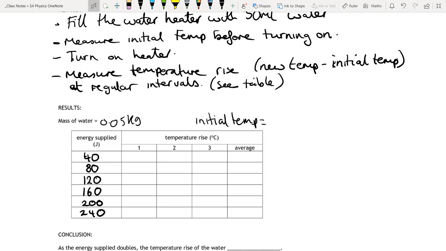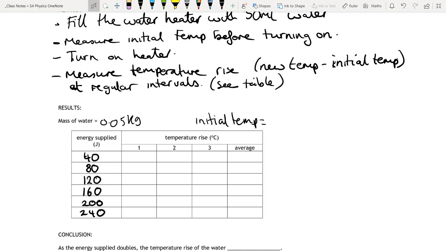Then you write down the temperature rise. So you'll need to note down the temperature and then take away the initial temperature from it. Write that down there. Then when it gets to 80, note down that temperature, but then take away the initial temperature again, because you're looking at the temperature rise from the initial temperature. Is that clear? You're not writing down the temperature it gets to, you're writing down the temperature rise from the initial temperature.